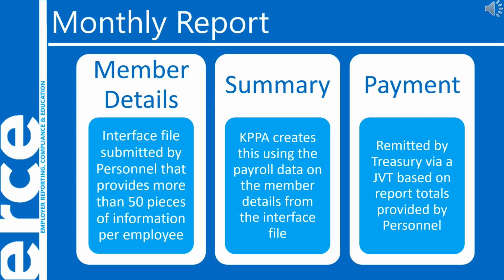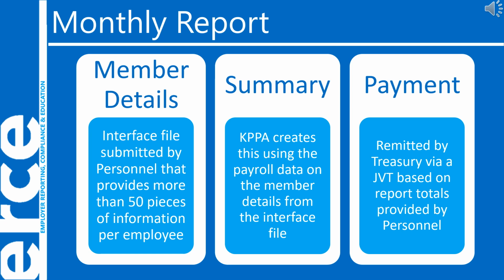There are three components which make up the KPPA monthly report. The first component is the CRIS file, which contains the member details. These details require 50+ pieces of information for each employee that is automatically populated for the state and state police employees from the CRIS system. The county employees reported to county fees have their payroll information automatically added to the CRIS file, but the agency reporting official will be required to add or update the personnel information later in the monthly report process.